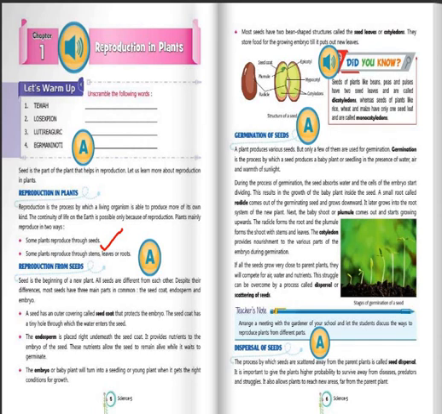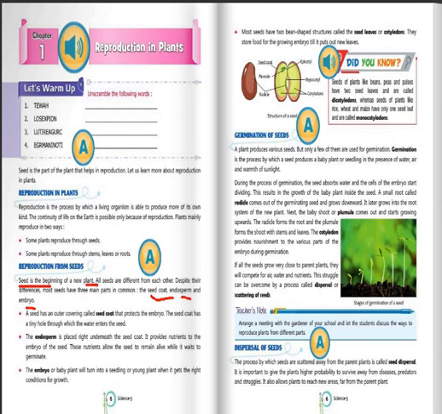Let's learn that. As we know, seed is the beginning of a new plant, and all seeds are different from each other, but all seeds also have three things in common, that is the seed coat, the endosperm, and the embryo.